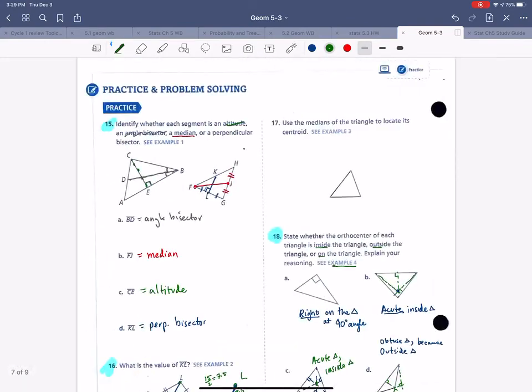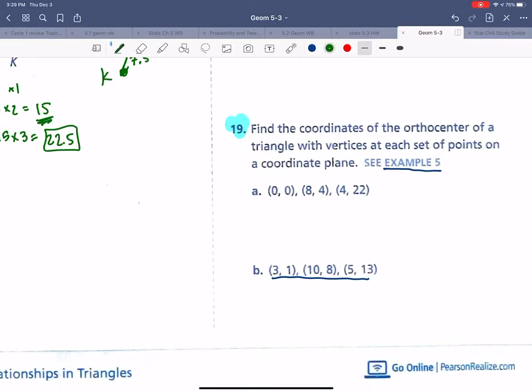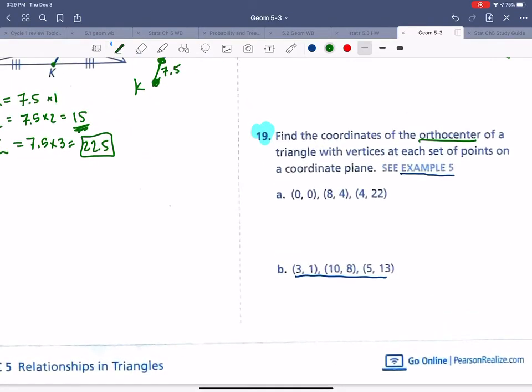Okay, so let's go back to these graphing questions and let's see if I can do a little bit better job at this. Okay, so let's find the orthocenter of 0, 0. So I'm going to call that A, B, 8, 4, and C, 4, 22. 1, 2, 3, 4, 5, 6, 7, 8, 9, 10, 11, 12, 13, 14, up to 22. 4, 22. Okay.